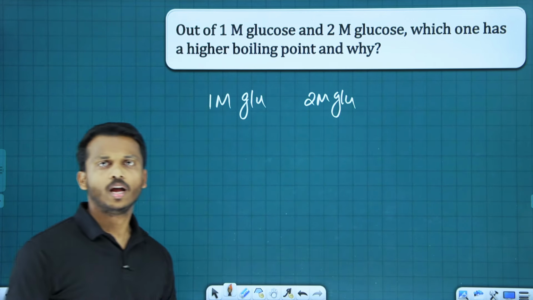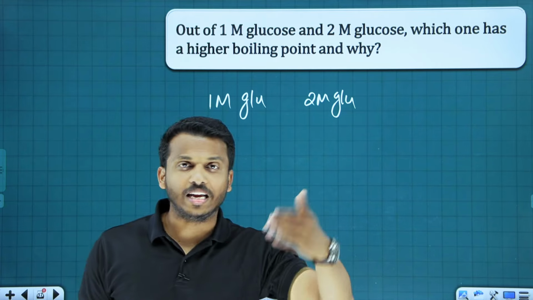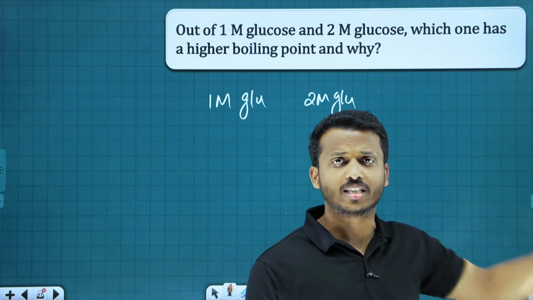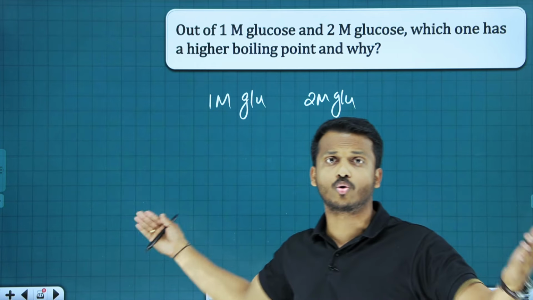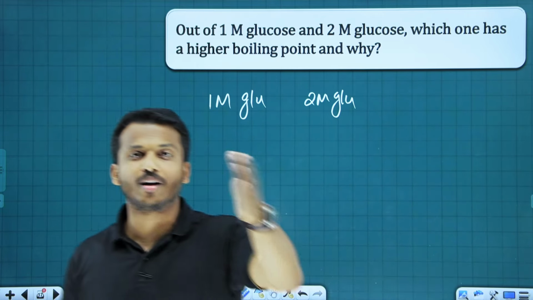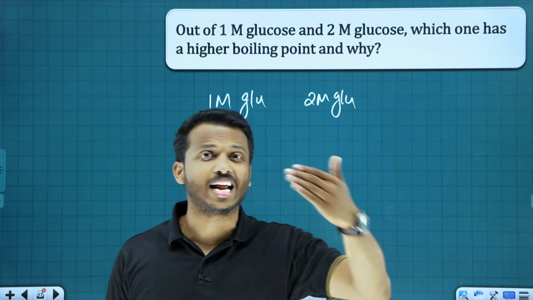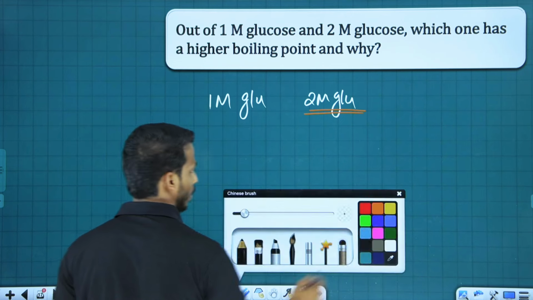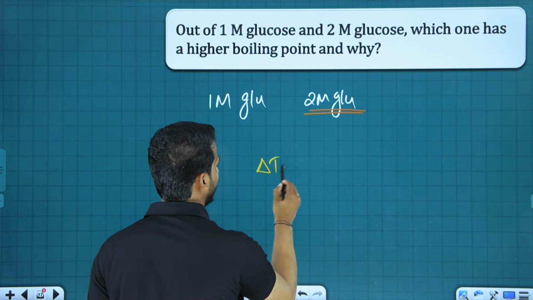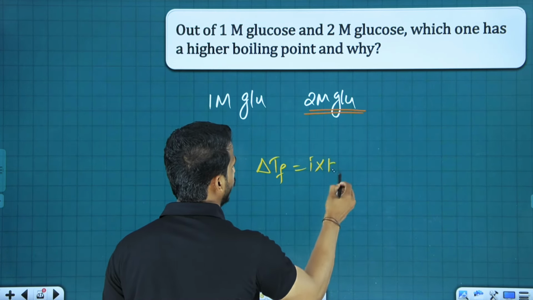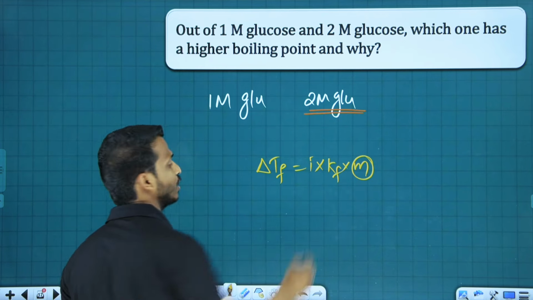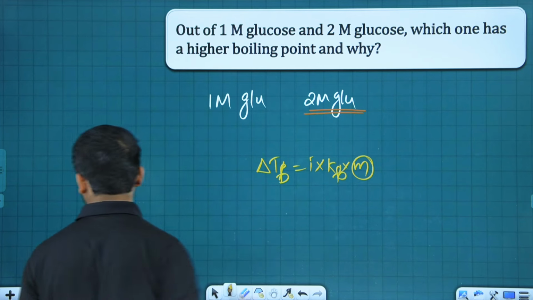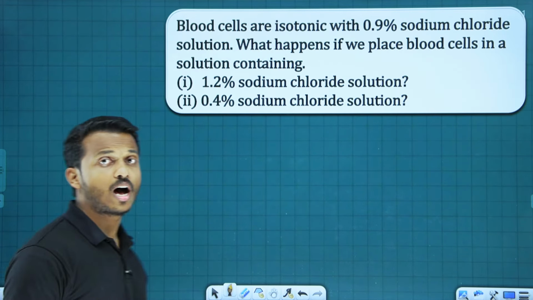See, as the number of particles increases, we have already discussed many times, here the solute is the same, glucose, so the i value is the same. So check the concentration. Higher the concentration, higher the boiling point. So which one? This 2M one, because the equation is Delta T equal to i into K into m. As concentration increases, the boiling point increases.